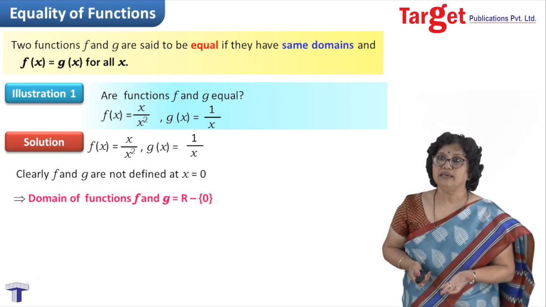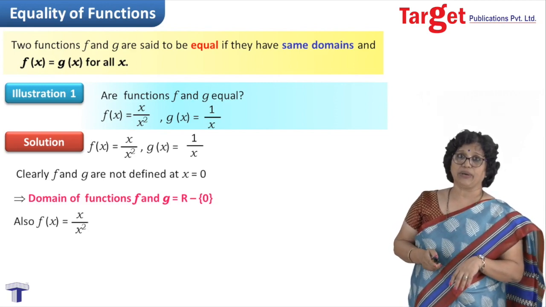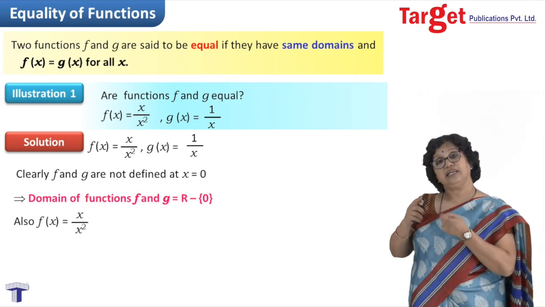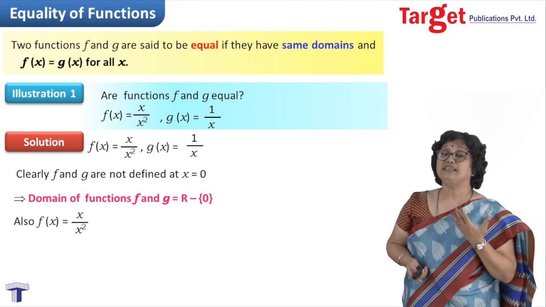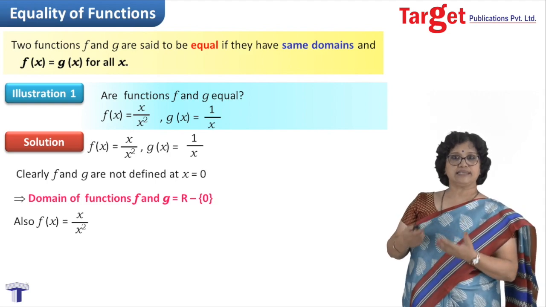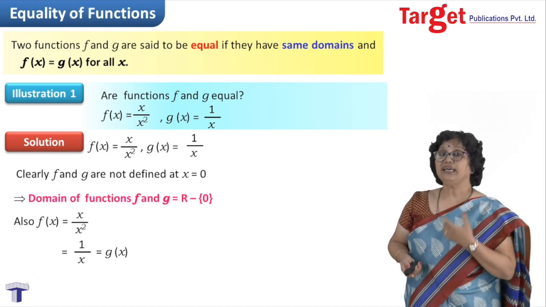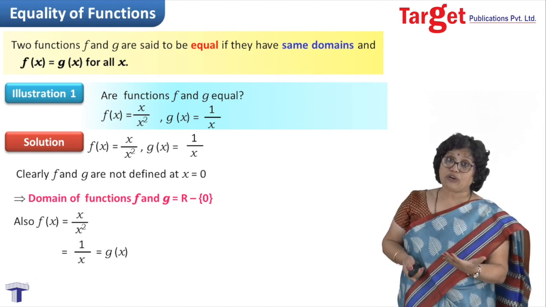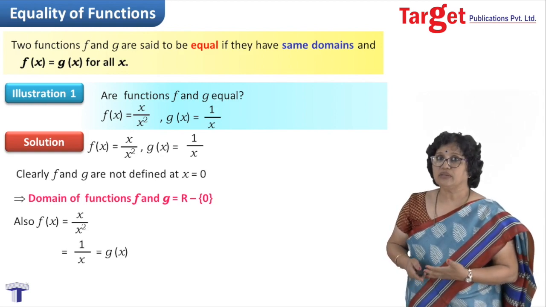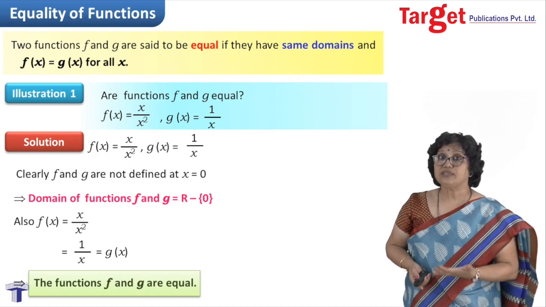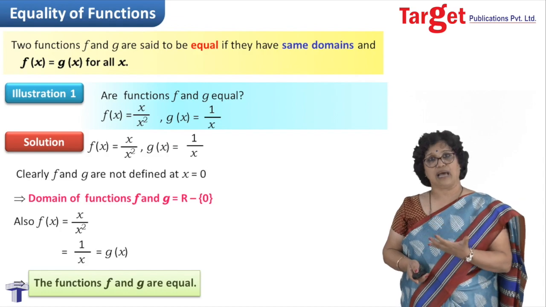Now what is left to be seen? That is f(x) equal to g(x). I realize that f(x) is x upon x square, and since I have already mentioned that in its domain x equal to 0 does not appear, I am free to cancel that x. Cancelling means you are dividing. So it is nothing but 1 by x. And 1 by x is same as g(x). So what we have found is f(x) equal to g(x), and we have also found that domain of f and domain of g are equal. So the final answer should be the functions f and g are equal as their domains are equal, and f(x) equal to g(x) for all x is happening.